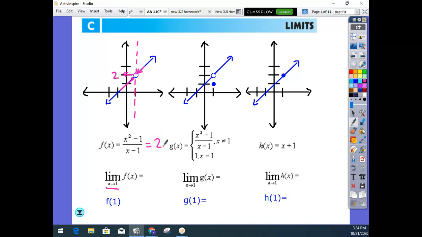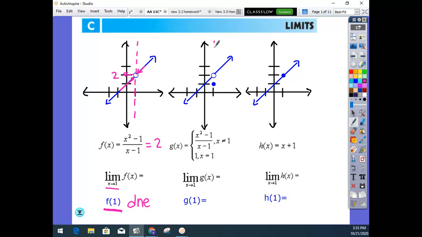2. But notice this is a hole. That's not the actual y value. The actual y value does not exist because there is no solid circle along x equals 1. It is completely empty. Now in example 2, we have a piecewise function where I'm using the line with a hole in it, but I have a filled in circle. I actually have a y value.